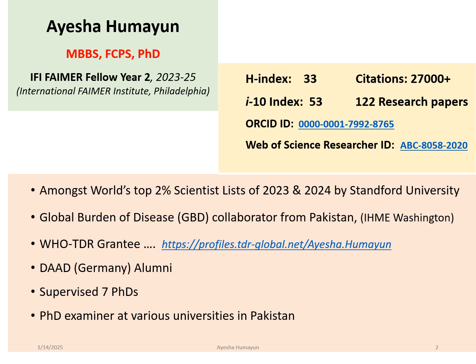Just a brief bio about myself. I'm FCPS and PhD, fellow of IFI, International Female Institute at Philadelphia, with an H index of 33 and more than 122 research publications. Fortunately, I'm among the top 2% scientist list of Stanford University in 2023 and in 2024 as well. I'm a GBD collaborator, a TDR grantee, and DARD alumni, and I have been supervising 7 PhDs and am an examiner and facilitator at multiple universities in Pakistan.